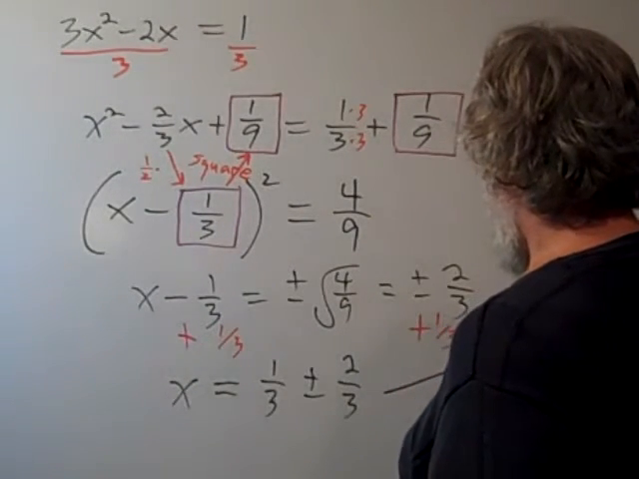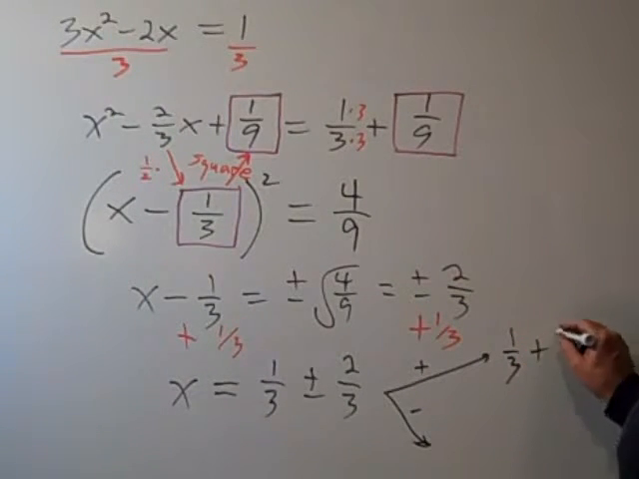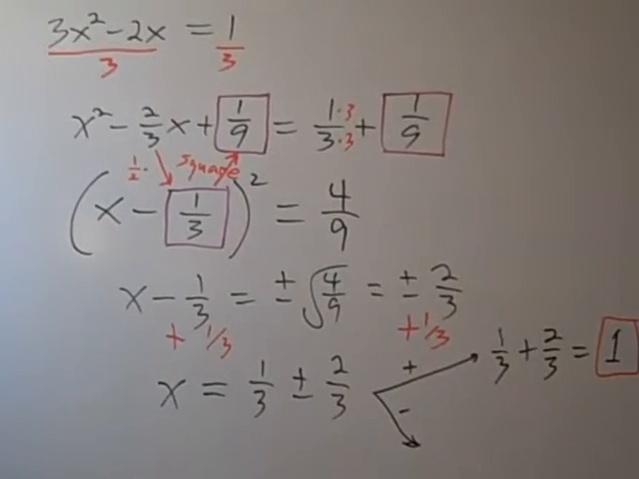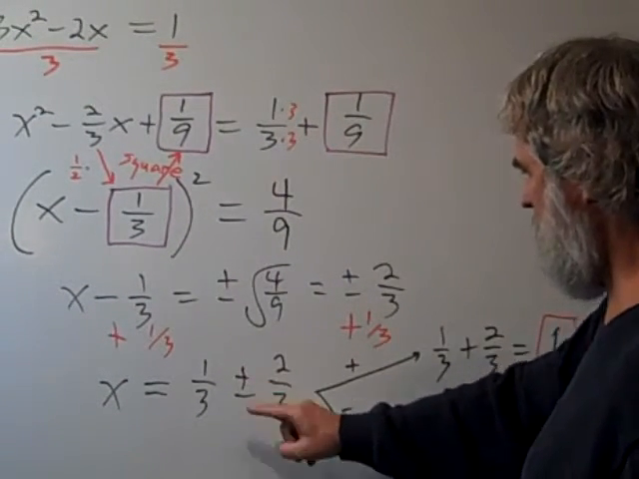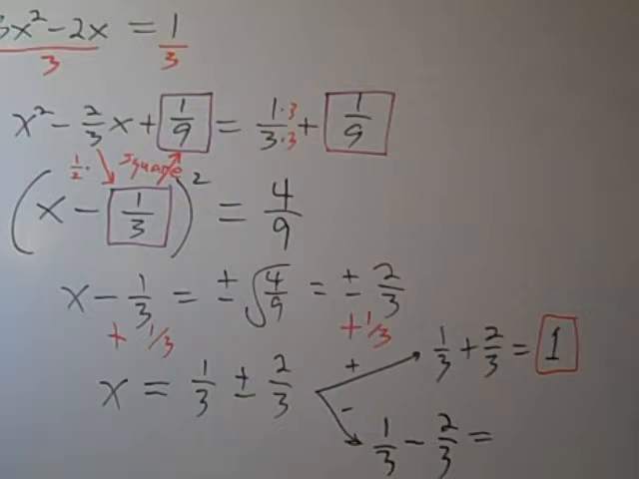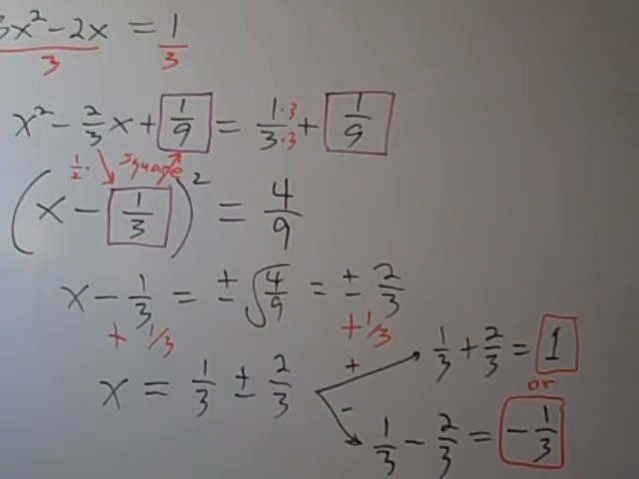So with the plus you have 1/3 plus 2/3, which equals 1 whole. So that's certainly one of the solutions, is x equals 1. The other solution comes from choosing the negative in the plus or minus. So you have 1/3 minus 2/3. So that equals negative 1/3. And we have these two solutions to this equation, this quadratic equation.